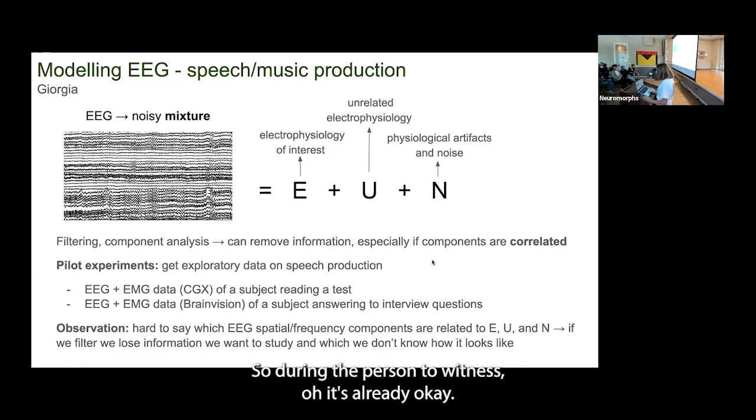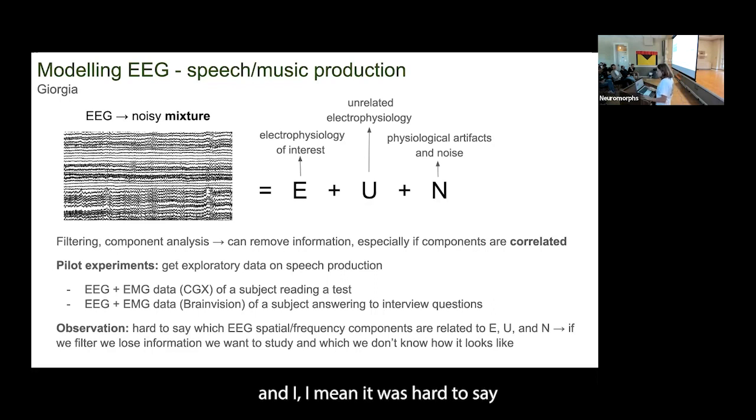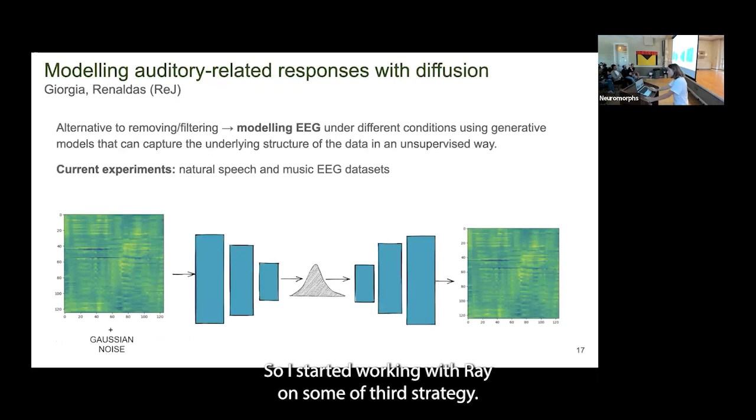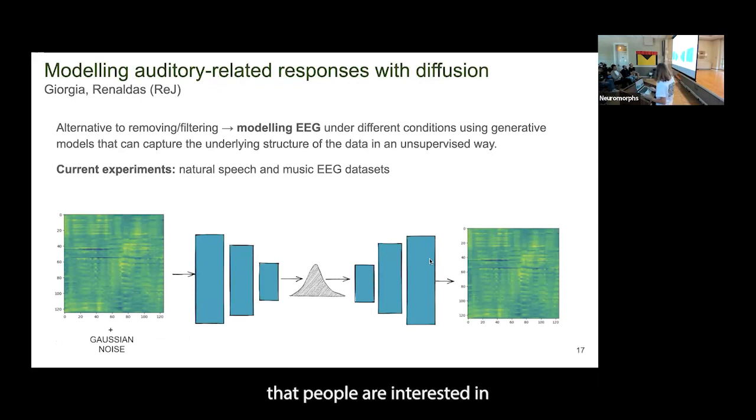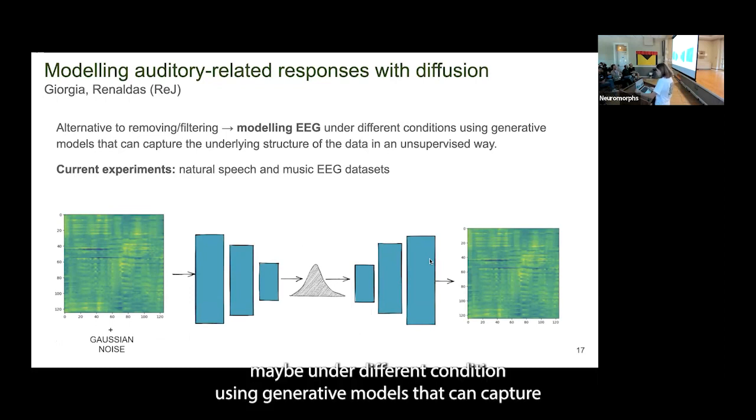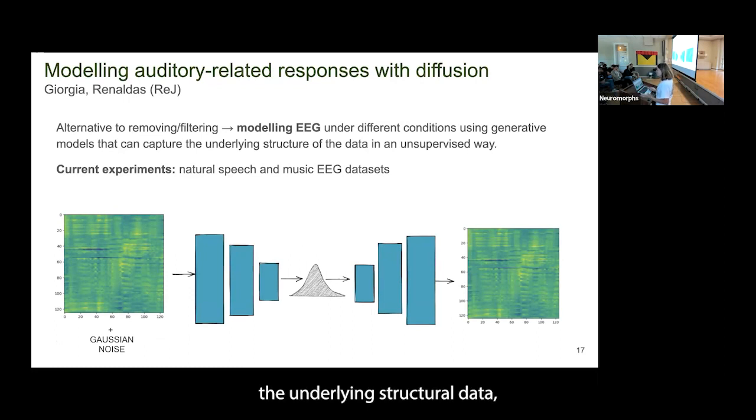During the first 2 weeks, oh, it's already, okay. I recorded some data. It was an exploratory thing. I recorded a lot of data, and it was hard to define a clear filtering strategy. So I started working with Ray on some alternative strategies. Instead of filtering or removing components, the idea is to model the EEG activity we're interested in, maybe under different conditions, using generative models that can capture the underlying structure of the data. And this will be completely unsupervised.